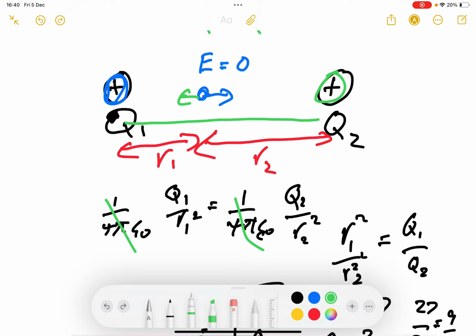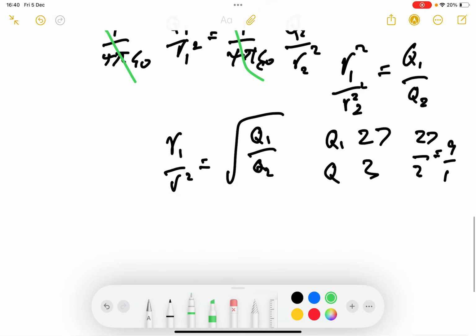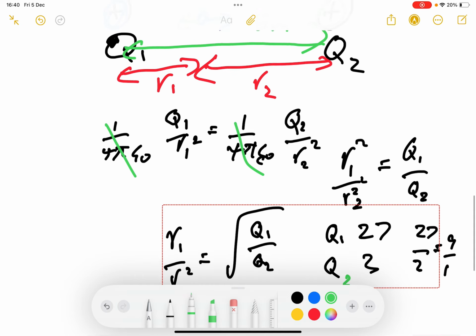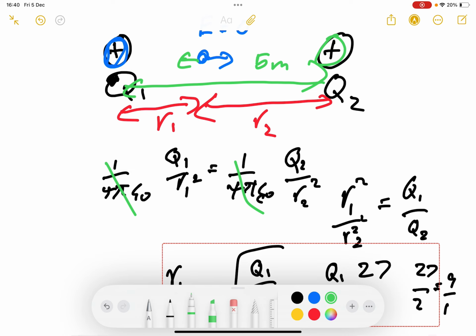So if we said that distance between the two charges was 5 metres, how far from the left-hand charge is the field strength 0? So we go back to here. We said that Q1 was 27, or 9 times bigger than Q2. So we're going to be right out over here for our 0 field strength. So we've got to be nearer the smaller charge.